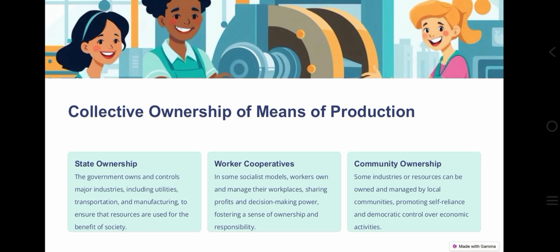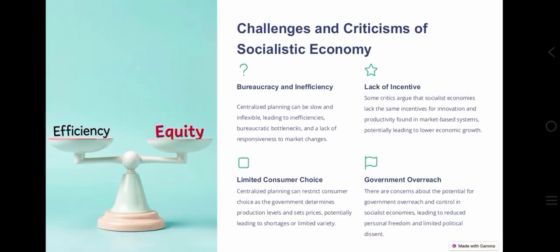Then next is dependence on government intervention. Anytime the government can get involved through rules and regulations. So in a socialistic economy, there is total dependency on government intervention. Then next is potential for corruption and bureaucracy.